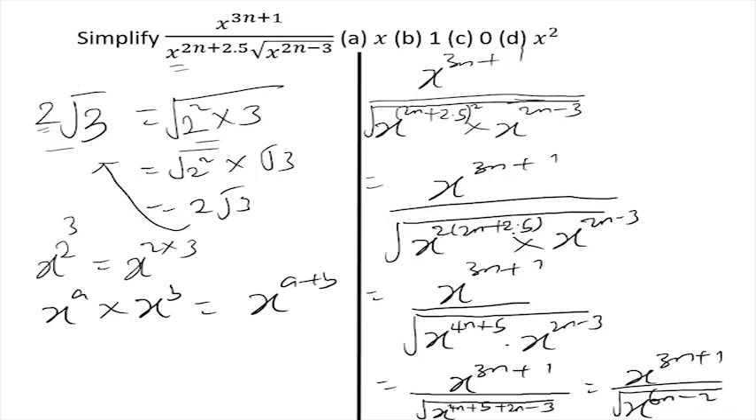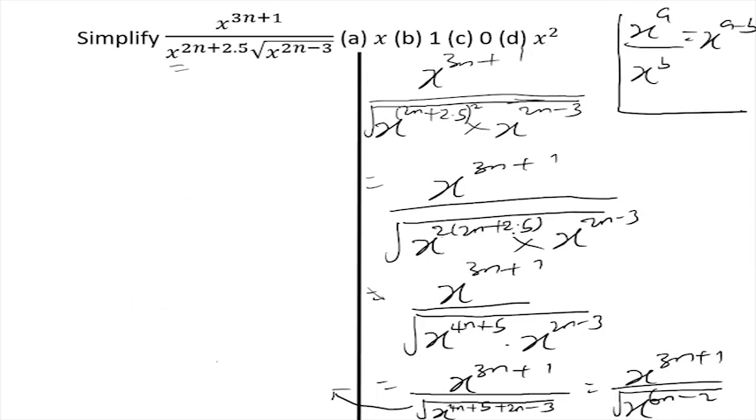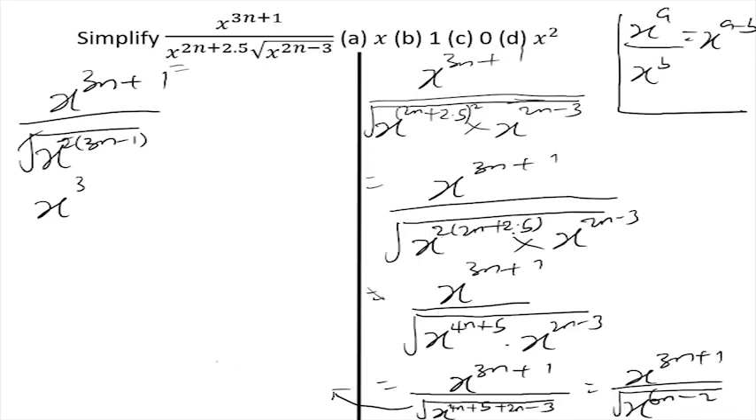Of course, we can factorize this. So let's just finish it up here. Let me clean up this. So we can factorize. So we have x raised power 3n plus 1 divided by square root of x raised power of 2 into bracket 3n minus 1. And of course, this root we take out this square. Then we can have x raised to power 3n plus 1 divided by x raised to power 3n minus 1.